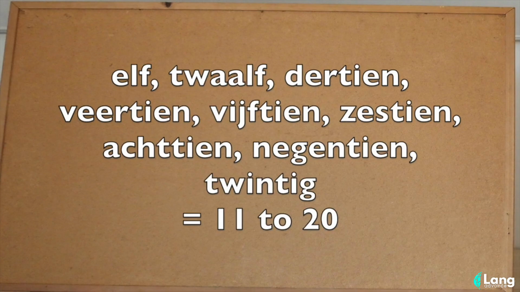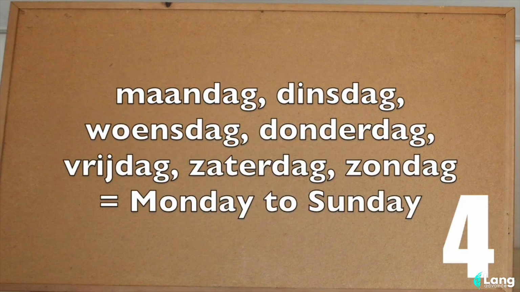Let's count them all together here. 11, 12, 13, 14, 15, 16, 17, 18, 19, 20. So that's from 11 to 20. Let's read them all together again. Maandag, dinsdag, woensdag, donderdag, vrijdag, zaterdag, zondag. So that's the days of the week from Monday on.